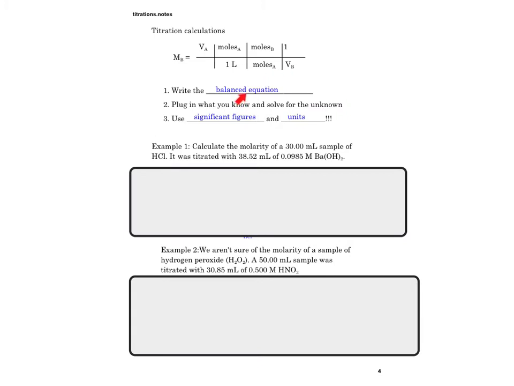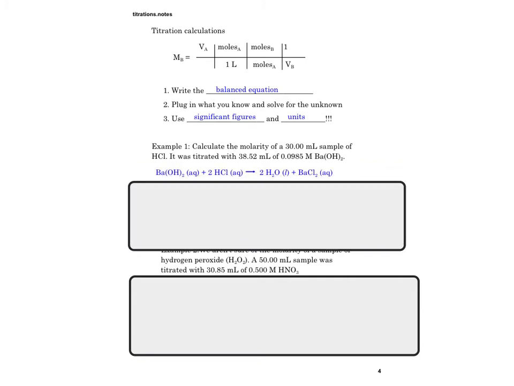So first we need the balanced equation. We need to do some solving. Use sig figs and units. So for my first example, I want to know the molarity of HCl titrated with barium hydroxide, and I'm going to take a look at my balanced equation. Often you'll find molecular equations are more helpful. We'll also take a look at a couple that use net ionic. But you can see that there's a 2-to-1 ratio in this equation.